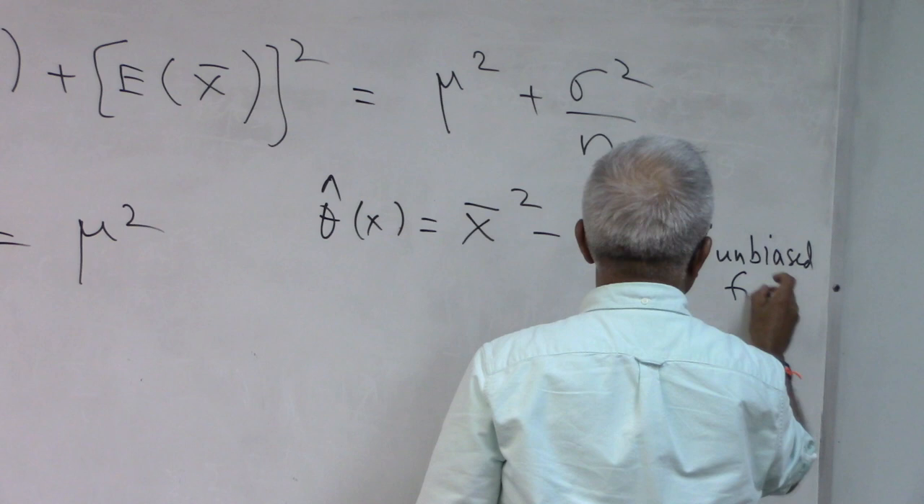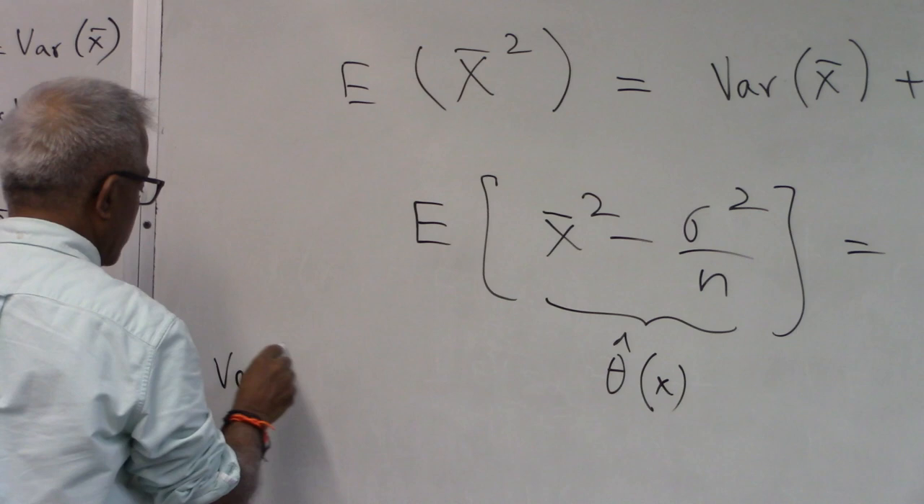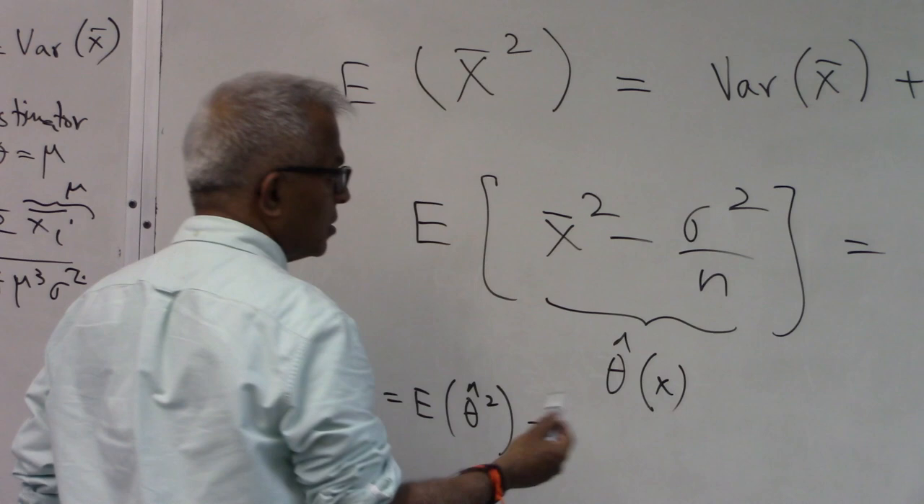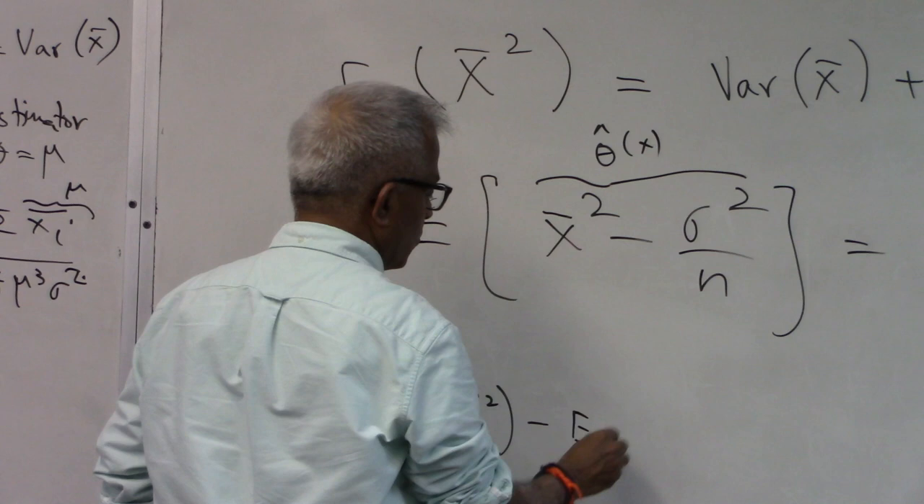I mean, theta hat is unbiased not for mu hat, but for mu squared. So the last thing that remains is to find the variance of this unbiased estimator. Variance of theta hat equals, variance is the expected value of theta hat squared minus its mean squared. That's a standard expression for the variance.